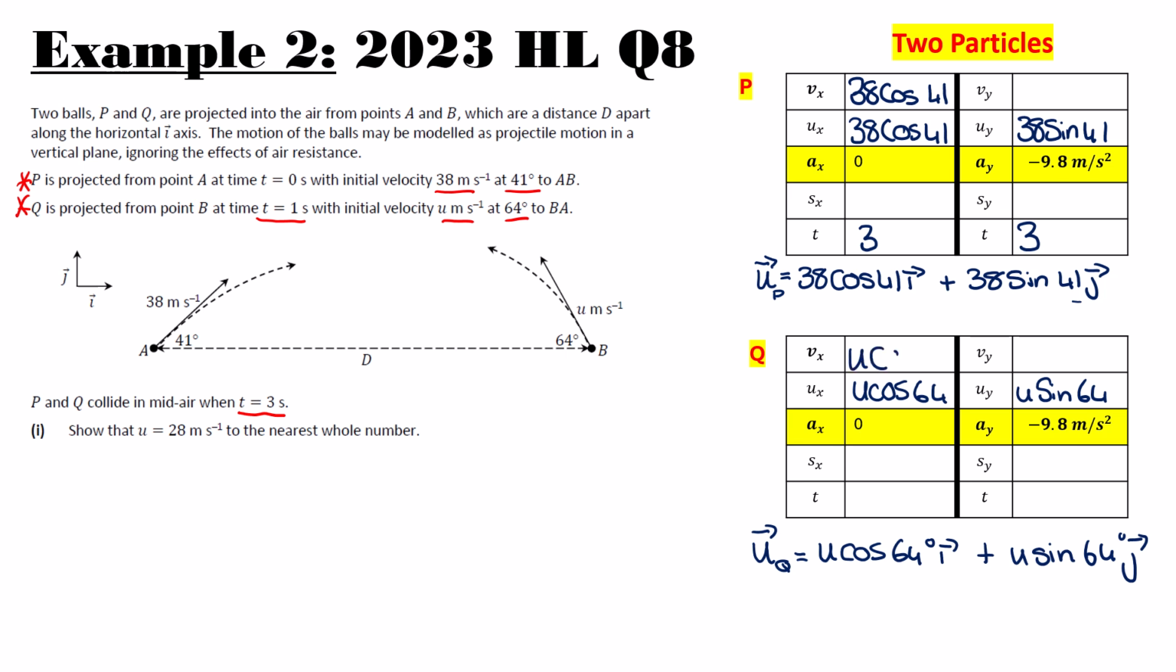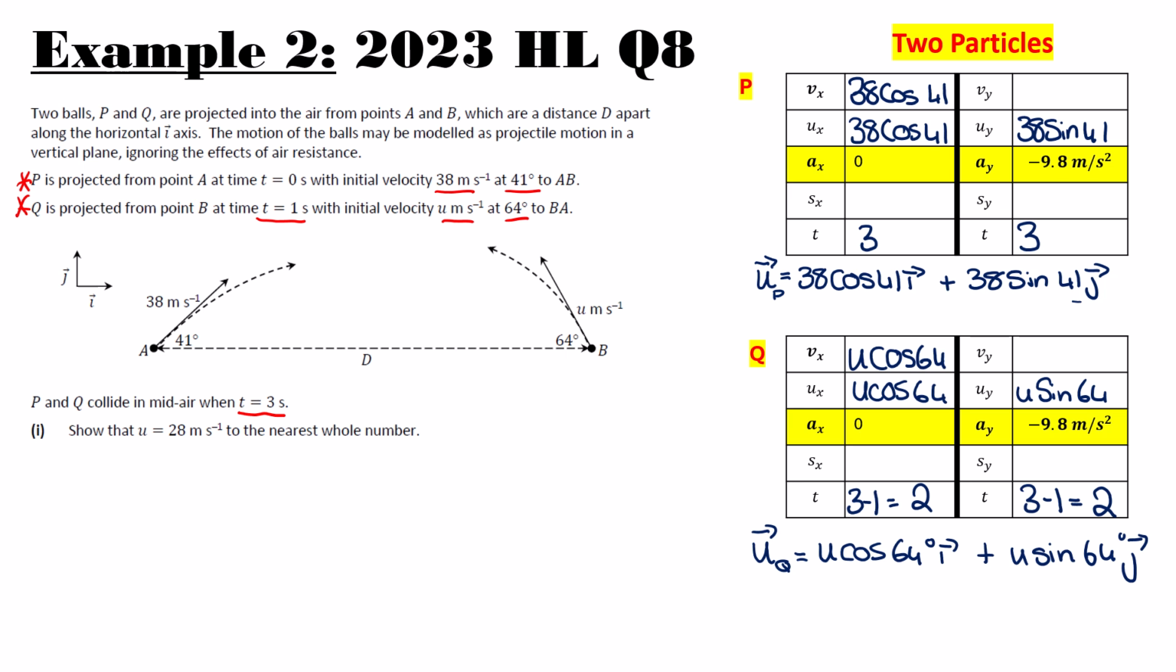So we have U cos 64. Again, we know the time. However, we know Q is projected when t is 1. So this is going to be 3 minus 1, which gives us our 2. So just be careful with that timing piece. So we want to show that, for part 1, u equals 28.